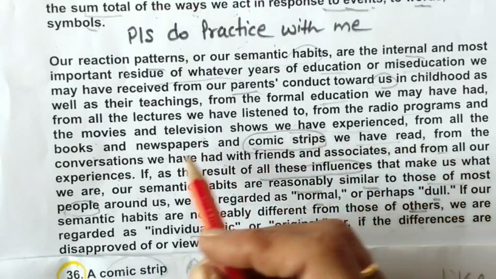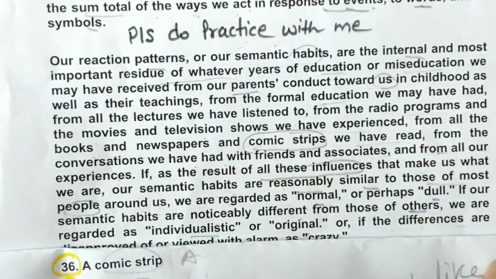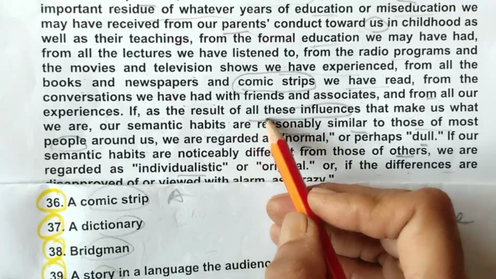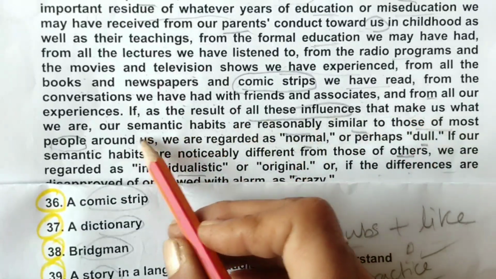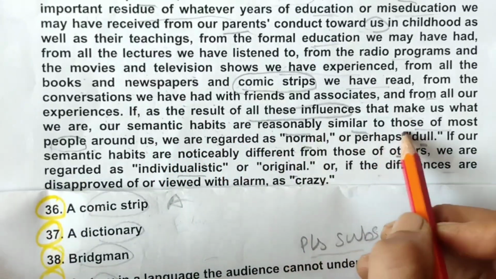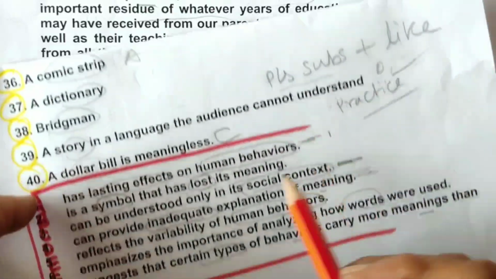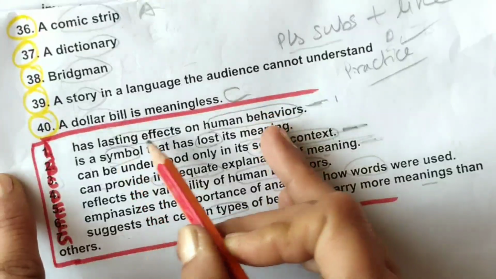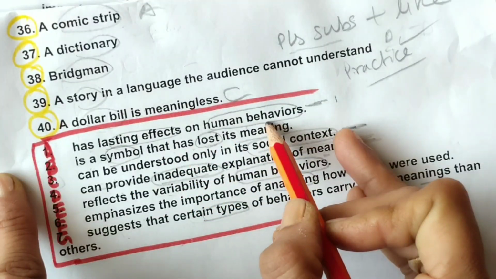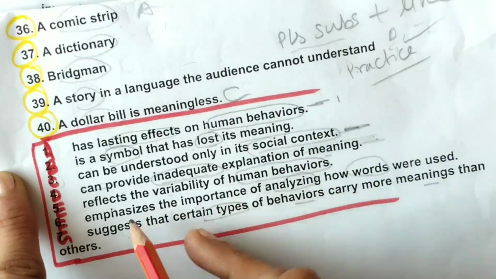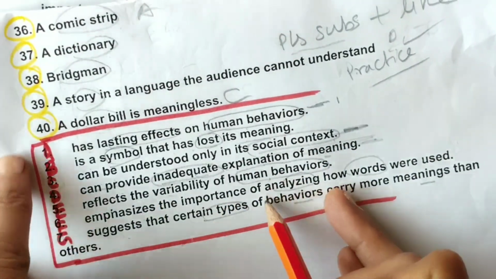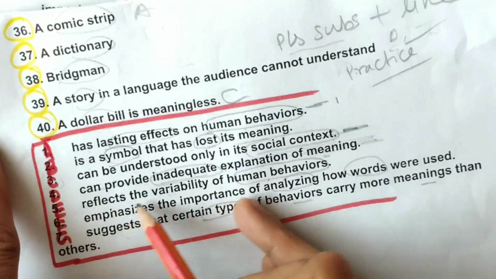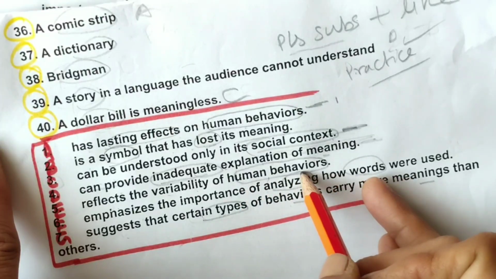movies, comics we have read, from conversations we had with friends and all. If the result of all these influences that make us what we are, semantic habits are reasonably similar to those of most people around us. So it is long lasting effects on human behaviors. So I think these people are doing that. And human behavior, here also we can read: reflects the variability of human behaviors.